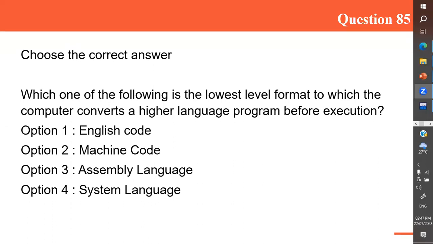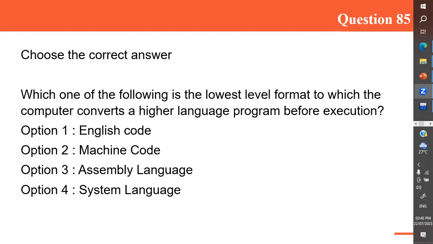Lowest level means what? Binary numbers, right? Binary numbers means what? Machine code. It's not assembly code. It's not the lowest level. Low level language, yes, can be considered, but that's not the lowest it converts. They are not asking what lower level language it will convert it into. They're asking which lowest level possibility it will convert it into. So that is called machine code.